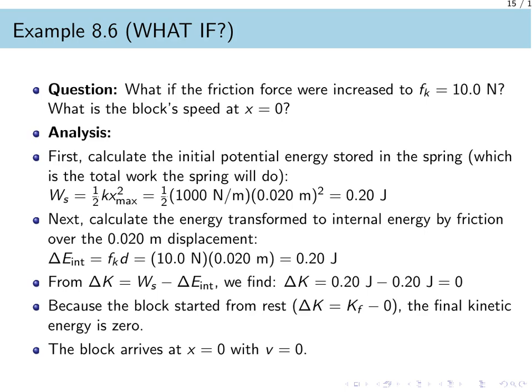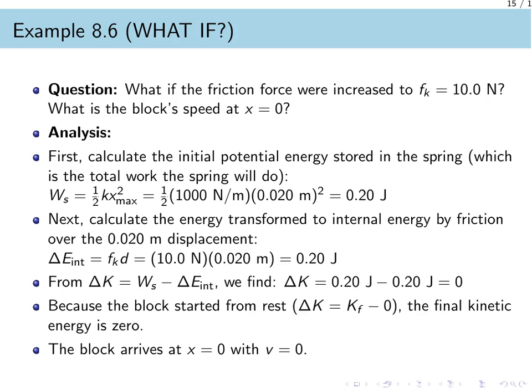Let us explore a what-if scenario for this example. What if the friction force were increased to 10.0 newtons? What would the block's speed be at x equals 0? We can solve this by comparing the energy input from the spring to the energy transformed by friction. First, the work done by the spring, W sub S, which is 1/2 k x max squared, calculates to 0.20 joules. This is the total energy the spring adds to the block.